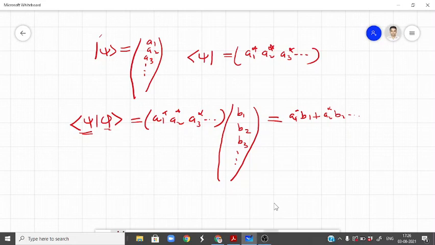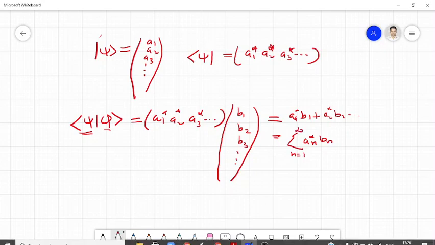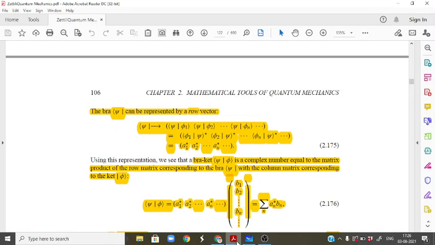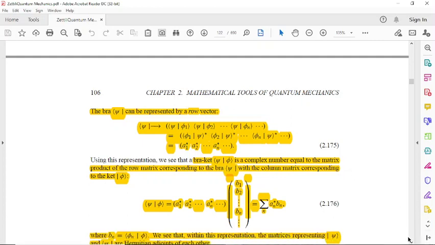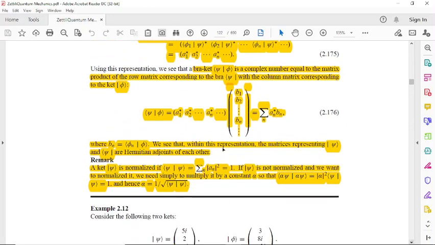Finally, if we give the summation, we can write summation of a_n star b_n, n equal to 1 to infinity. Okay, a_n star b_n we can write, where b_n is bracket phi n phi.